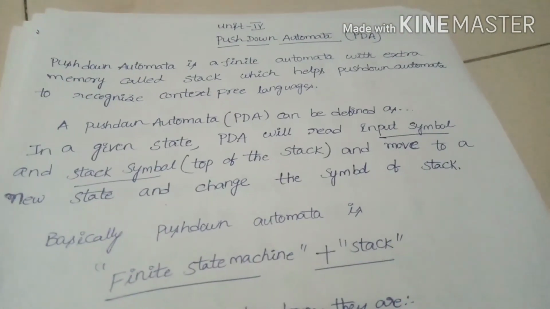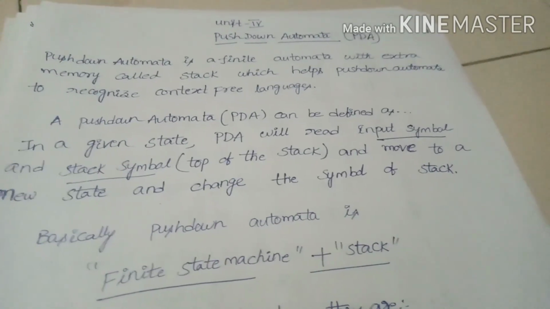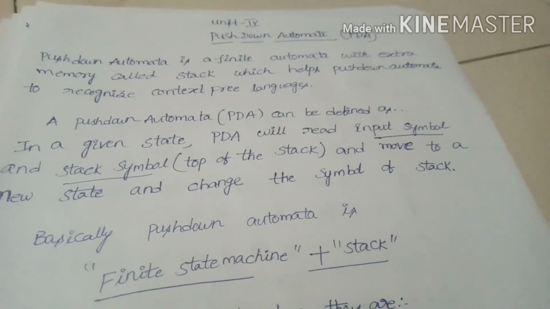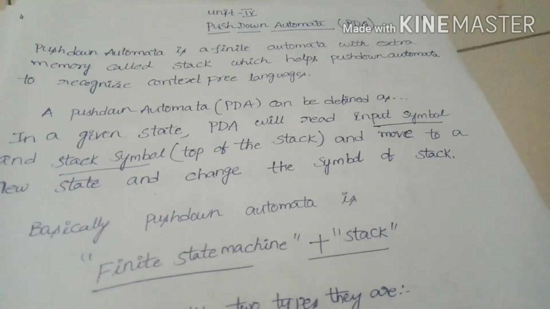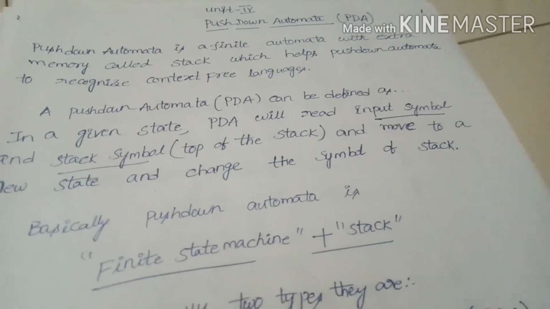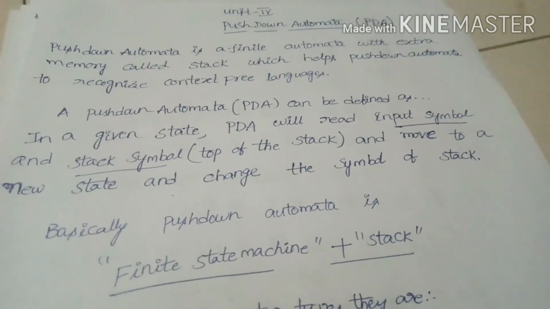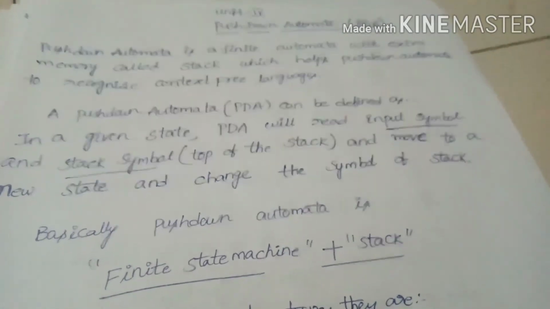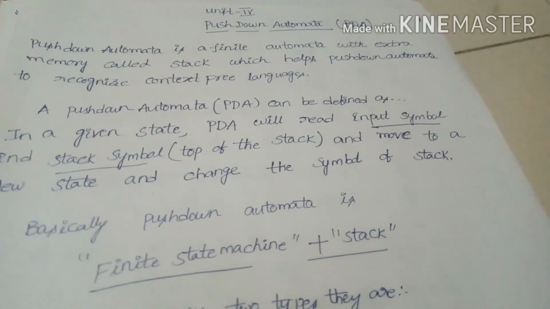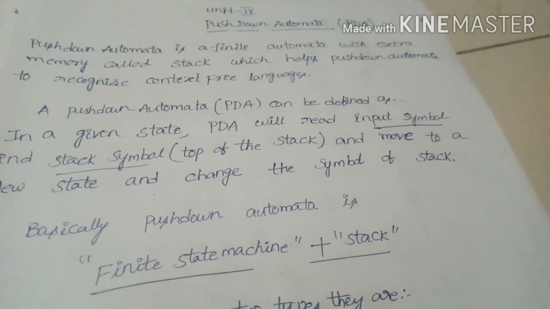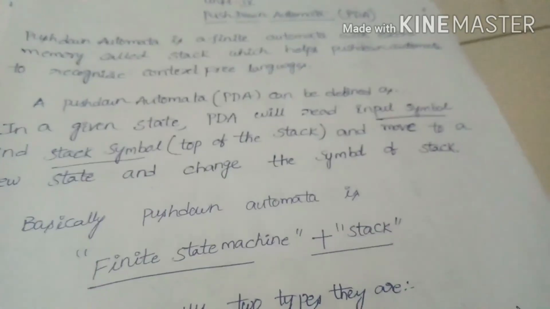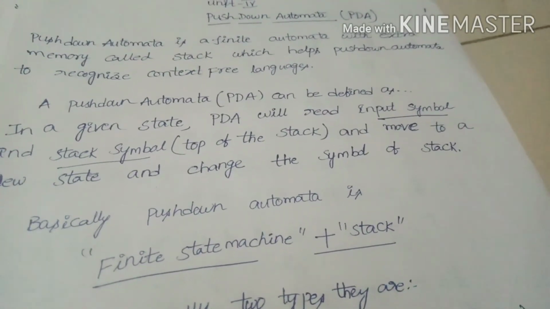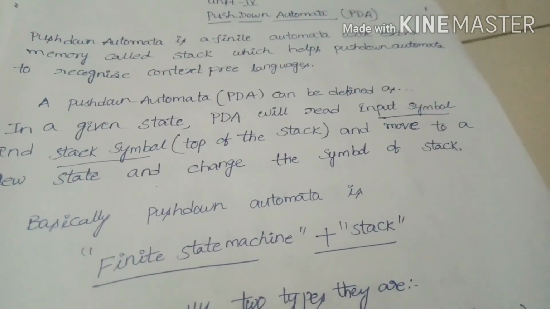Why are we using the pushdown automata? Because a finite automata cannot accept strings of the form x power of m y power of m, as the machine cannot remember the number of occurrences of the symbol x. The PDA overcomes this problem, so we are using the PDA.